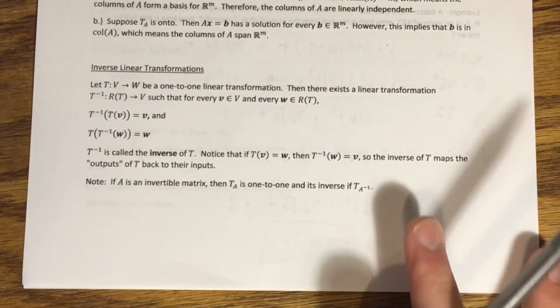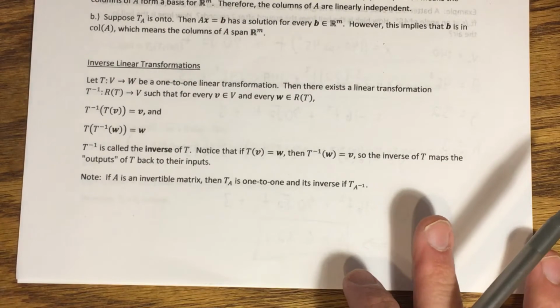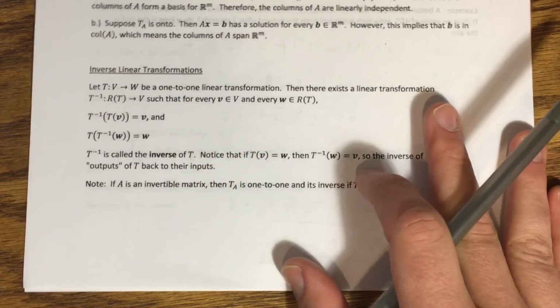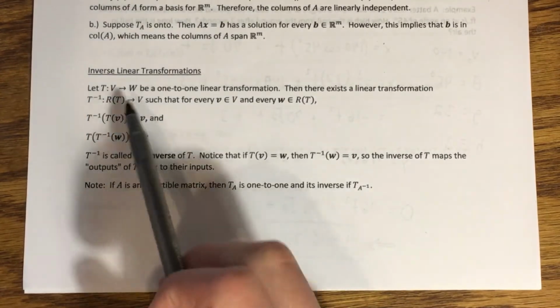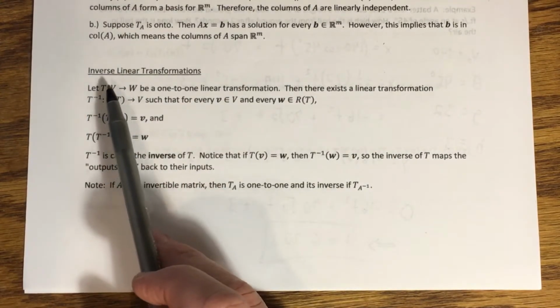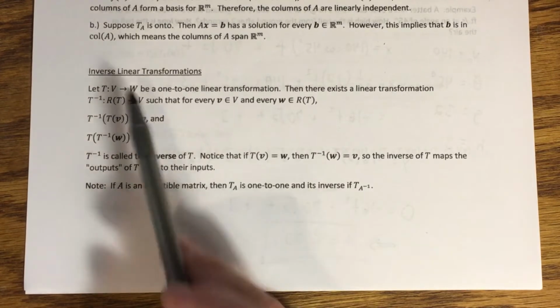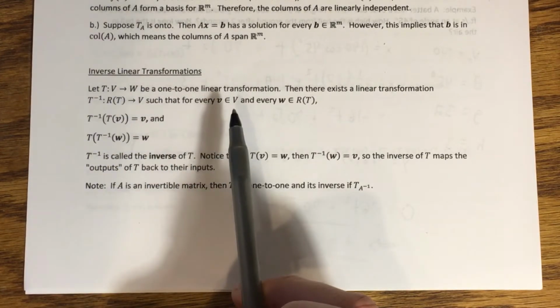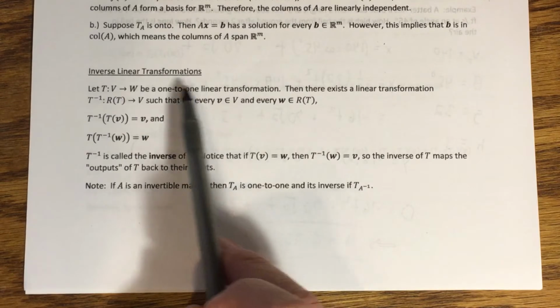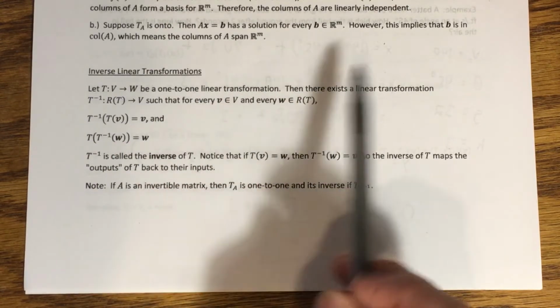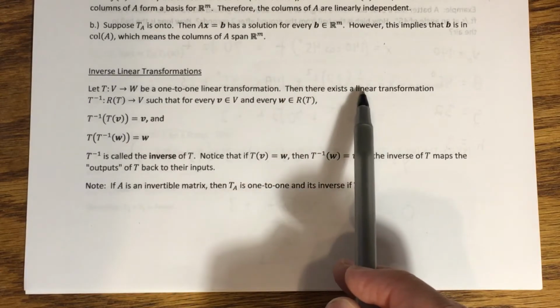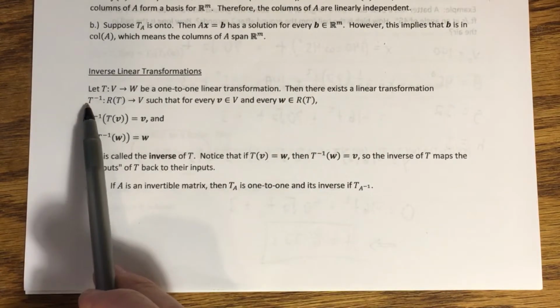Let's go ahead and move on to the topic of inverse linear transformations now. These are very, very important, and we're going to use this idea in 8.3 when we talk about isomorphisms as well. So let T be a linear transformation mapping V into W. And let's suppose that it's not just any linear transformation, but that it's 1-to-1 also. If the linear transformation is 1-to-1, then there's going to exist a linear transformation that we're going to call the inverse of T.